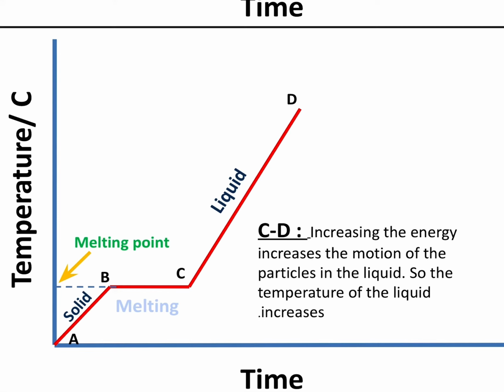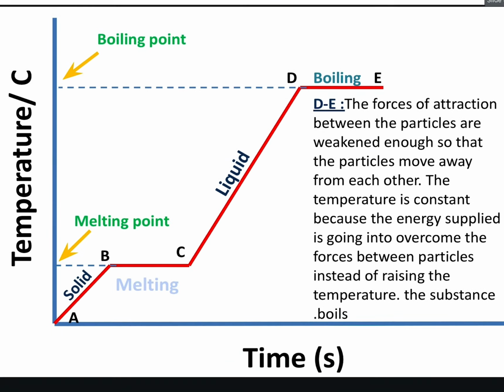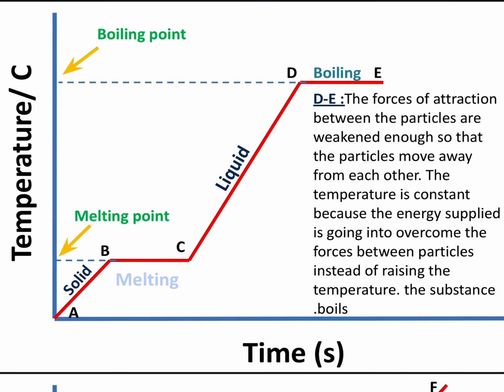After we completely convert our material to liquid, what will happen if I increase heat? What will happen is the boiling process. And we have a fixed line, the same as in the melting. We have from D to E. From D to E, the boiling process takes place. And if you want to determine the boiling point, you can just draw a horizontal line and read it from the graph.